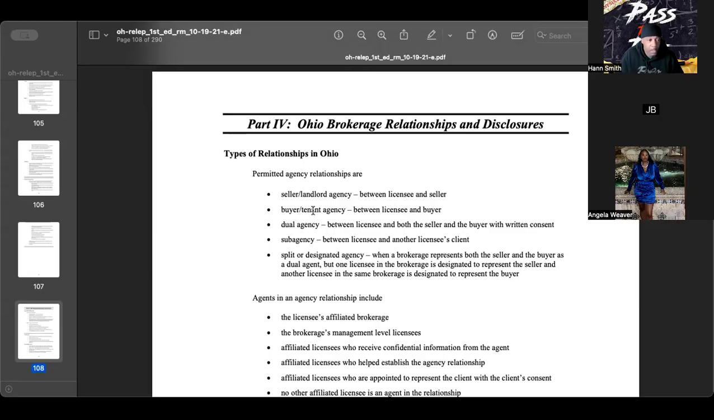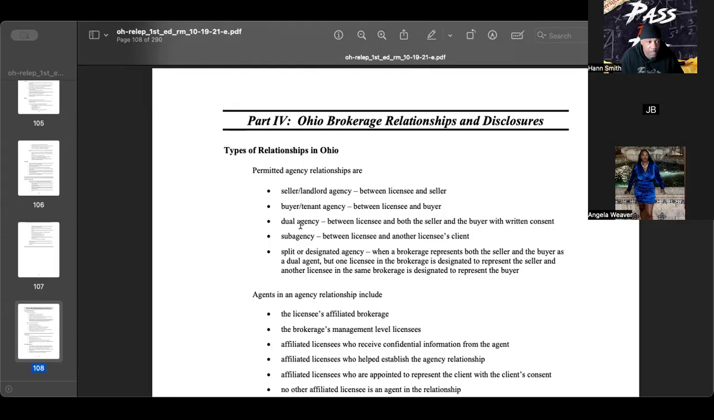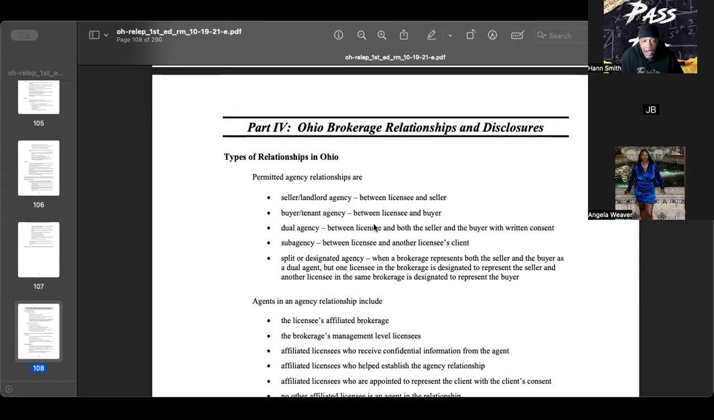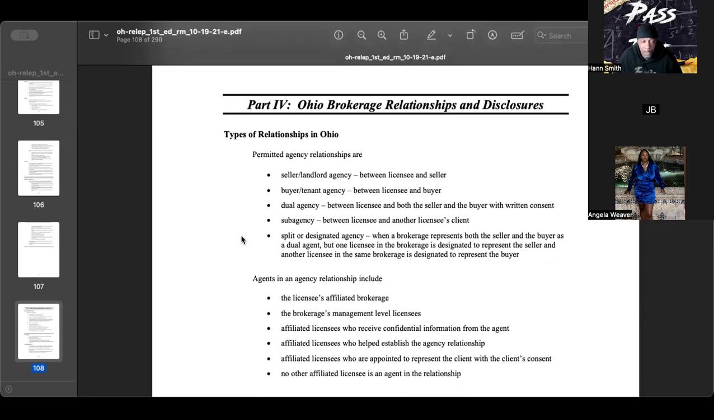Buyer-tenant. Either you're going to have a buyer or a tenant. Typically, those are interchangeable. You would have an agency relationship with the licensee, broker, and the buyer. That's what this type of relationship is here. Dual agency, there's that word again. Between a licensee, broker, and the seller and the buyer with written consent. Written consent being the most important part of that.